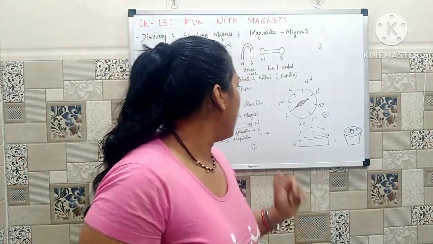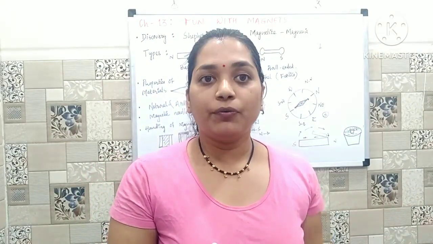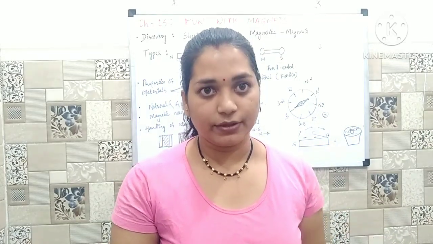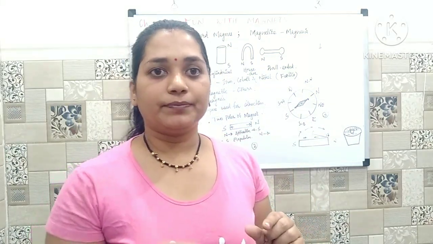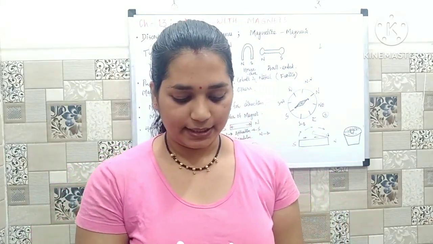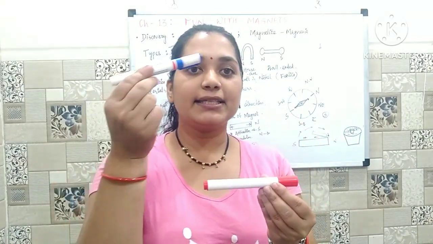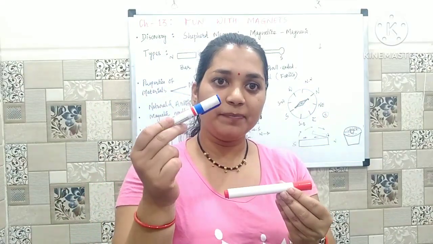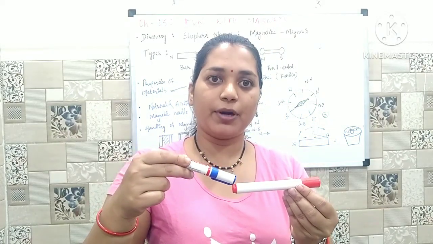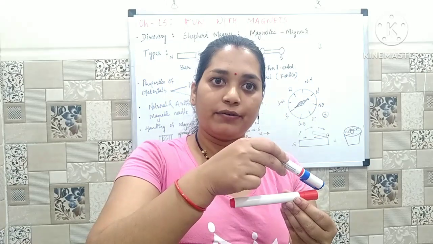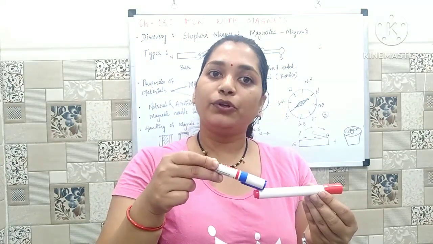Next is how to make an artificial magnet. If you want to convert an iron rod into a magnet, how do you do it? I am taking two pens to show an example. Suppose this is the magnet and this is an iron rod. You have to rub the iron rod over the magnet in this way, in one direction, then take it off and start again from the front end to the bottom end. You have to rub it 30 to 40 times till it gets the magnetic property.